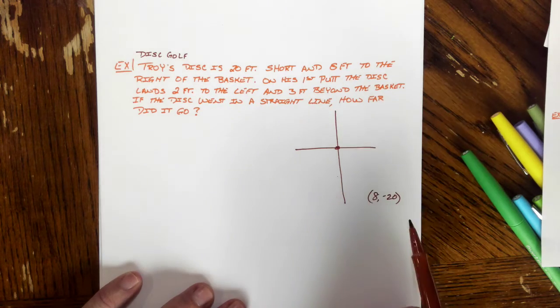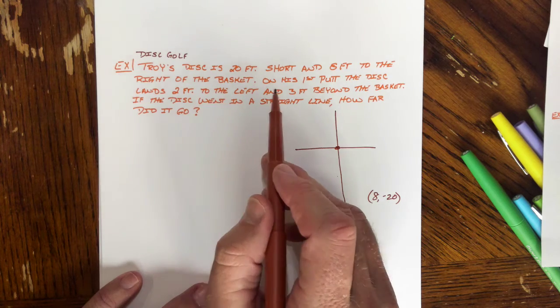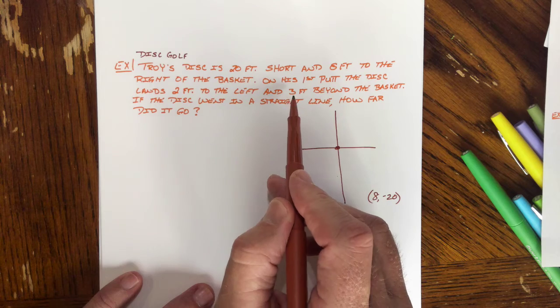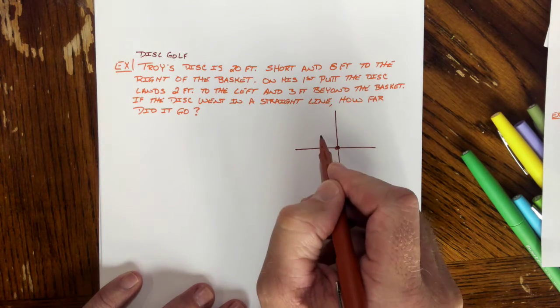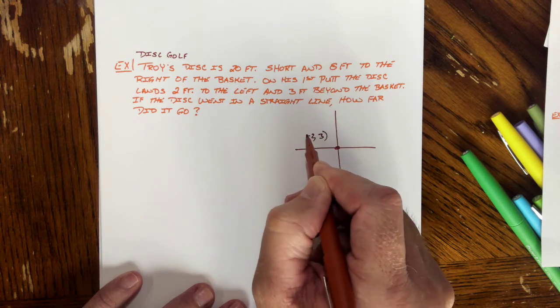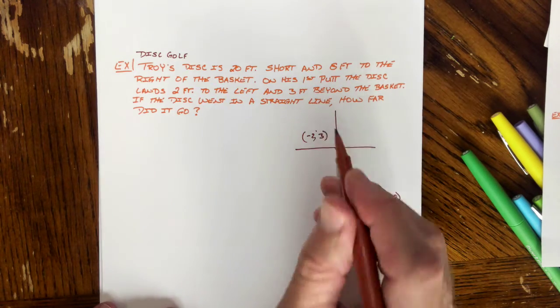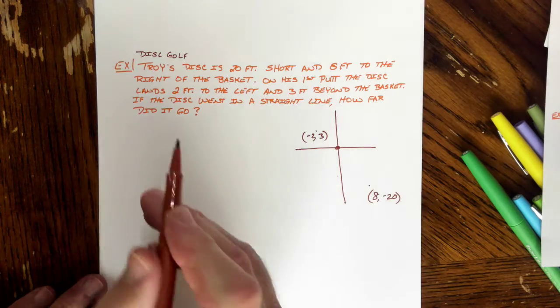If you can do this without a visualization, awesome, go for it. Then he threw it a second time, and this one is 2 feet to the left and 3 feet beyond the basket. So here's your basket, 2 feet left, 3 feet beyond. So we're at these 2 points. The question is, if it was thrown in a straight line, how far did it go? Okay, distance formula, here we go.